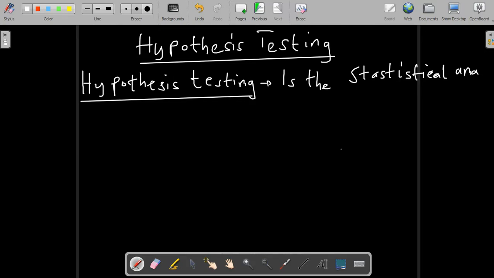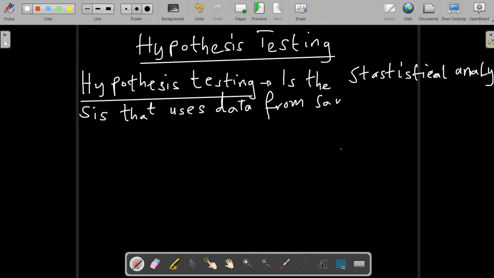Hypothesis testing is a statistical analysis that uses data from a sample to draw a conclusion about the population parameters or the population probability. It is where you put an assumption about the population parameters and then you test.